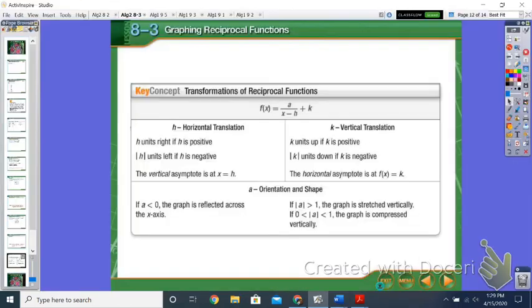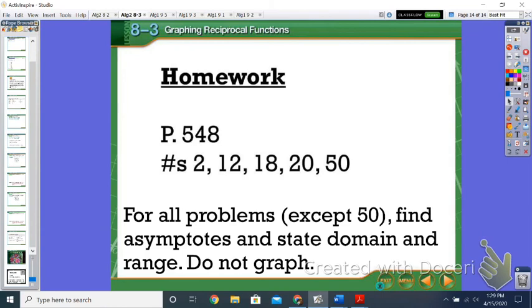And then homework assignment is here. And as it says, for all problems except number 50, find the asymptotes and state the domain and range. Do not graph. So I'm looking for the same 4 things that we did on all these problems. For vertical asymptote, horizontal asymptote, domain, and range. I'm specifying that because at least 1 or 2 of the questions, I think, just say find the domain and range and graph. I do want you to find the asymptotes in addition to that. You see that this does not take long and it's not difficult, so that should not be an issue.